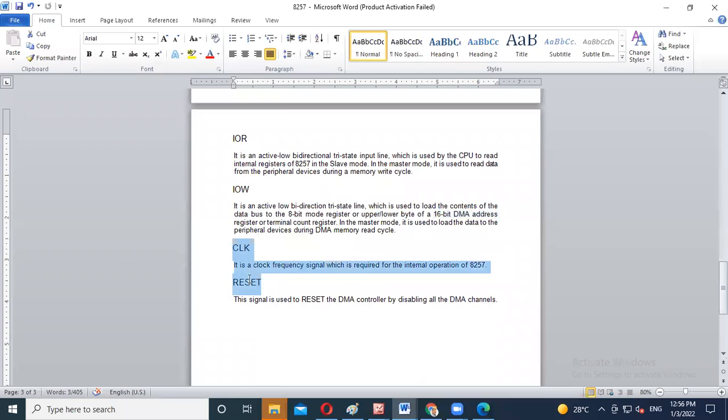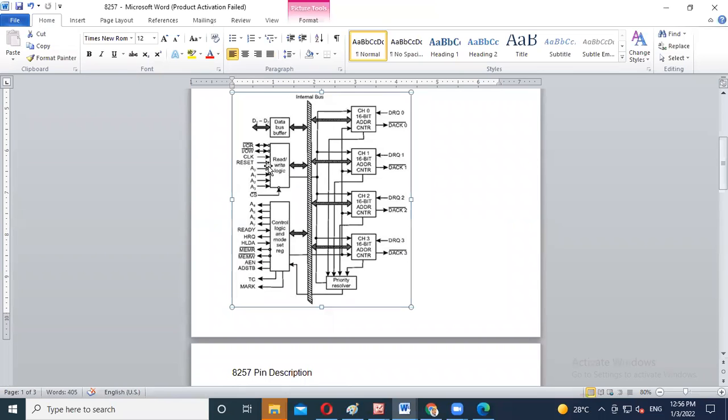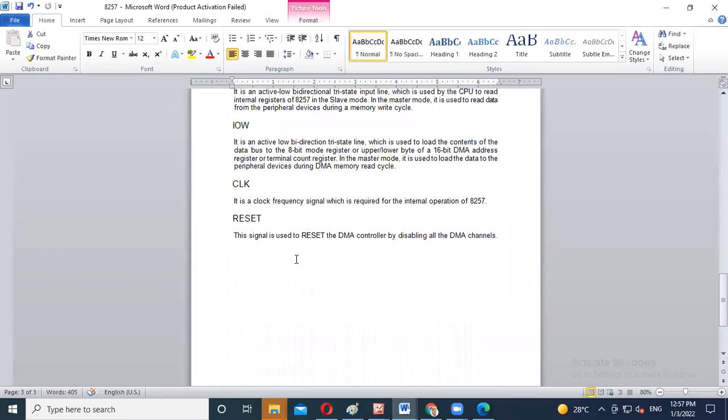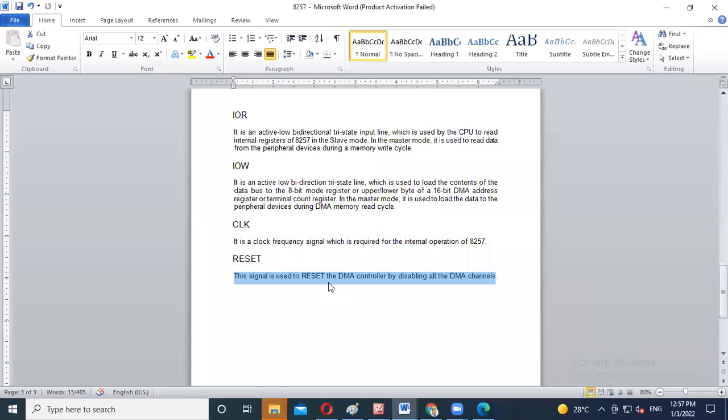Next, I'll go for clock and reset as per the architecture. What will these clock and reset pins do? The reset pin signal is used to reset the DMA control by disabling all the DMA access channels. It is just going to be reset, like how you switch your mobile off and on if it slows down. Like that, you are resetting. So these pins act to reset the channels.